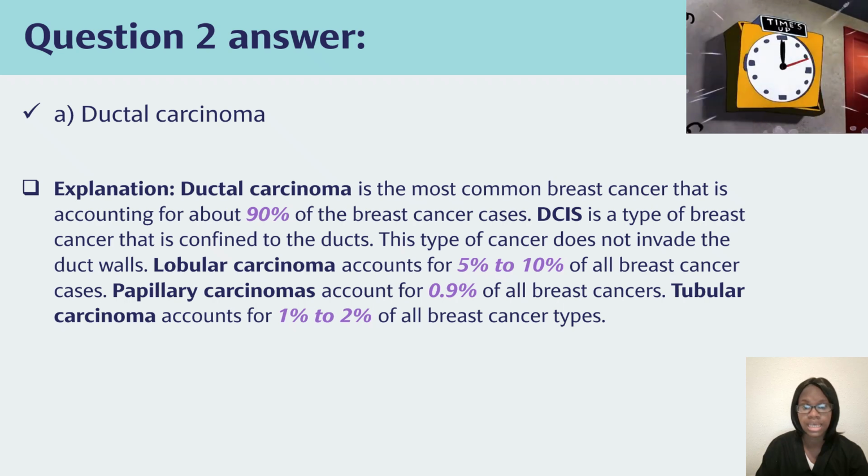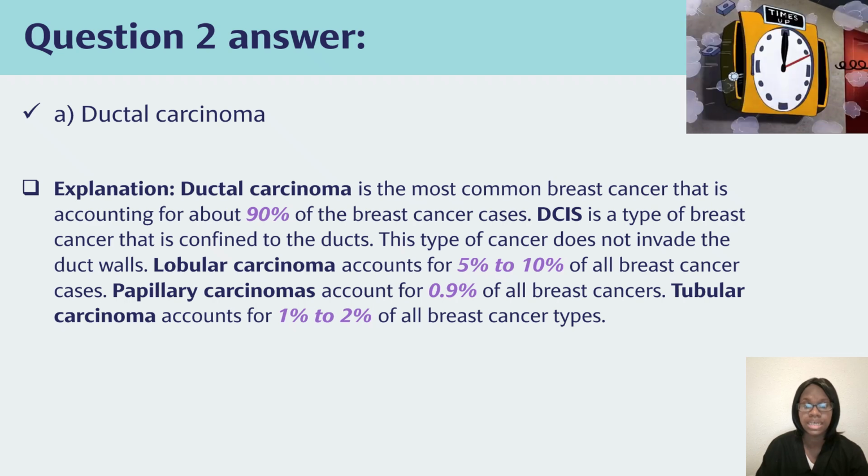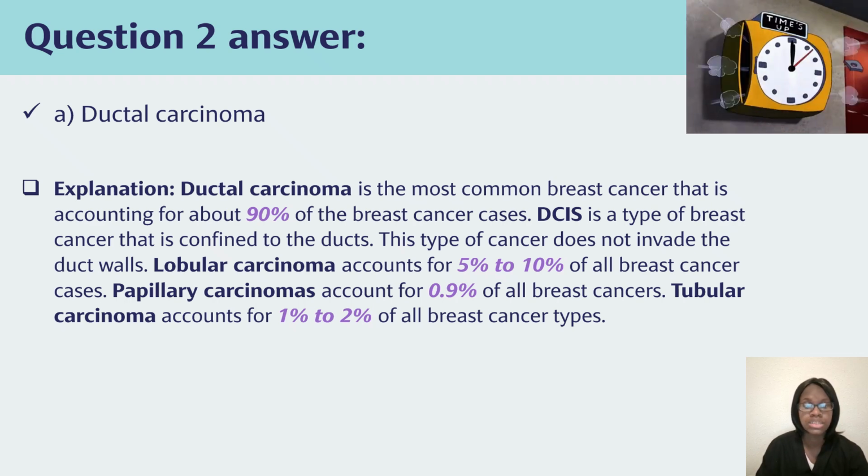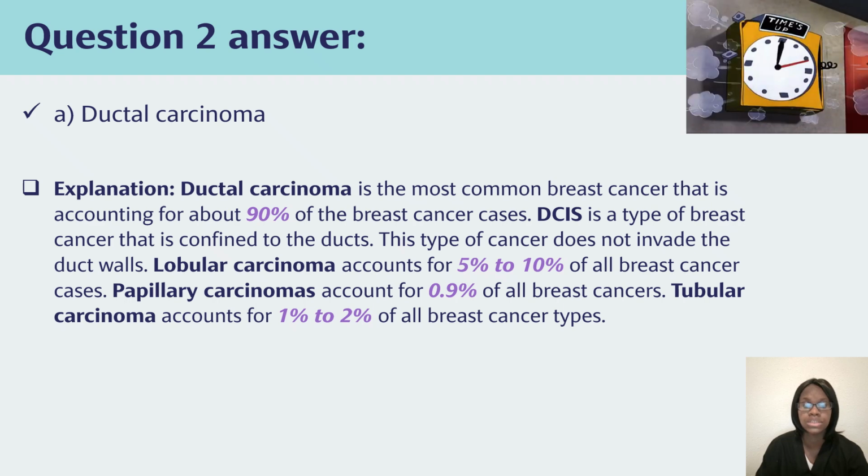Lobular carcinoma accounts for 5% to 10% of all breast cancer cases. Papillary carcinomas account for 0.9% of all breast cancers. Tubular carcinoma accounts for 1% to 2% of all breast cancer types.